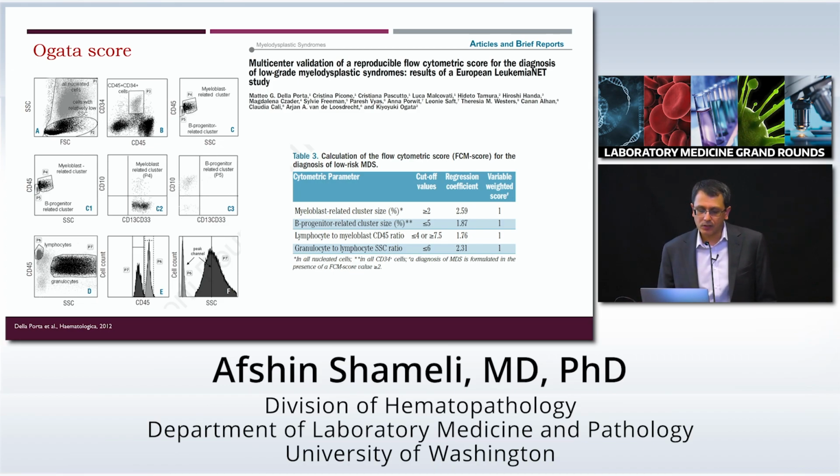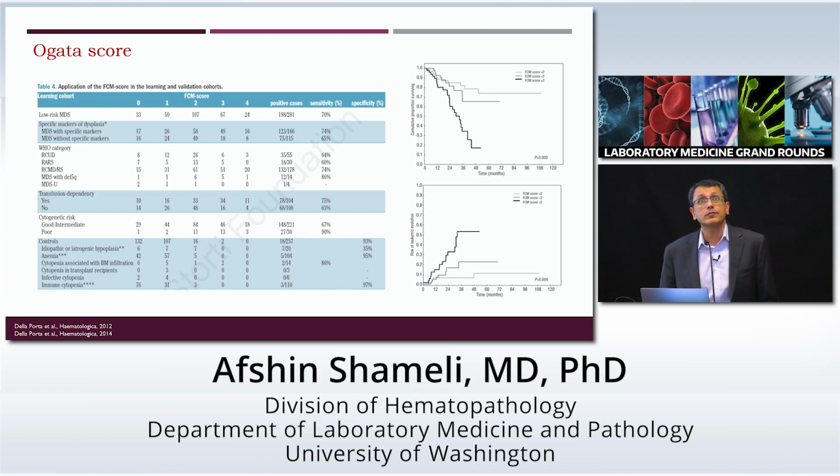A relatively simpler but more practical approach was the Ogata score, which looked at 4 of the parameters that can be commonly abnormal in the setting of MDS, namely myeloblast percentage, percentage of B-cell progenitors, as well as CD45 expression on myeloblasts, and side scatter of the granulocytes. Each parameter was given a score of 1, and a score of 2 or more was considered diagnostic for MDS. Again, they showed a similar sensitivity and specificity, with sensitivity of about 70% and specificity of more than 90%. They also showed that a higher score is associated with lower survival and higher risk of leukemic transformation.